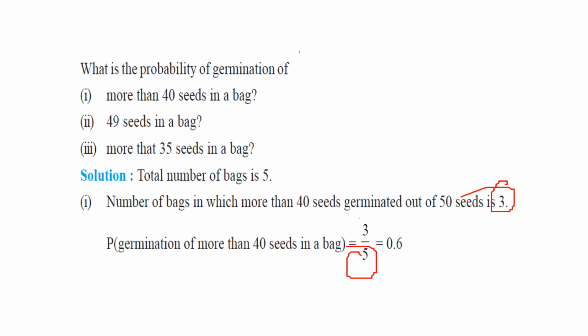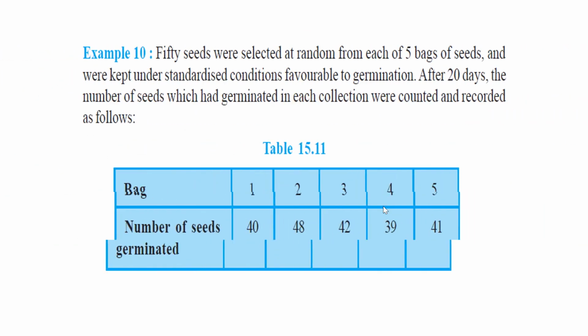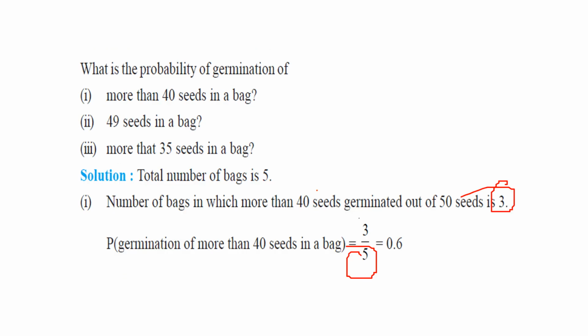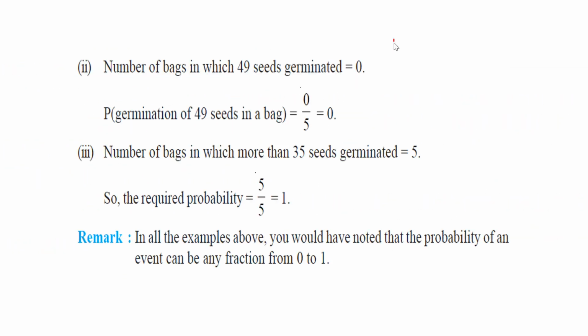Now, 49 seeds in a bag. Let us see 49 seeds in a bag. So we have no number as 49. So 0 by 5, which is 0.